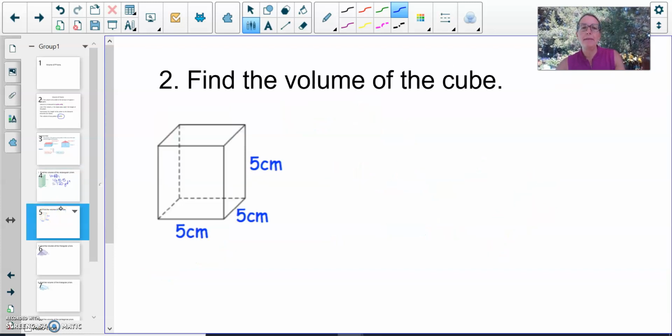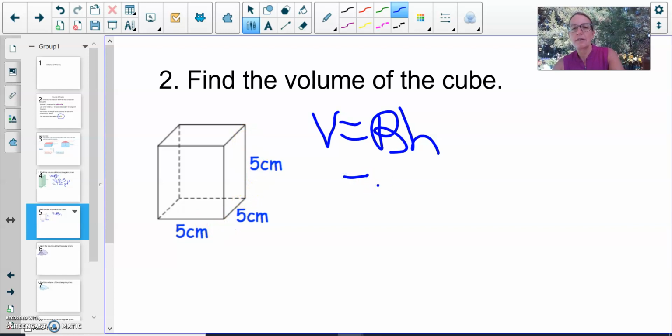Okay, our next example, find the volume of the cube. It's the exact same formula, base area times height. But now you can really shorten this formula a little bit for a cube because every single edge is 5. So it's really the same as doing 5 cubed. Multiply it out. Gives me 125 centimeters cubed.